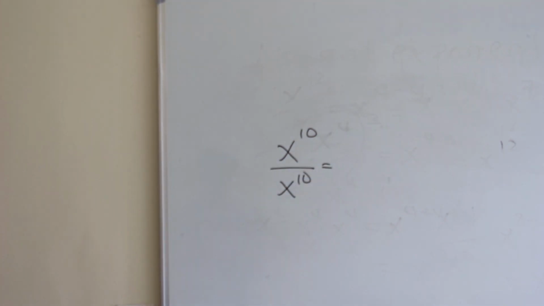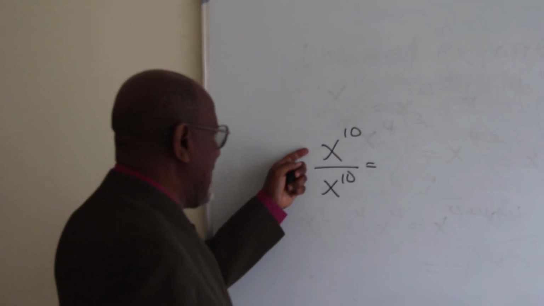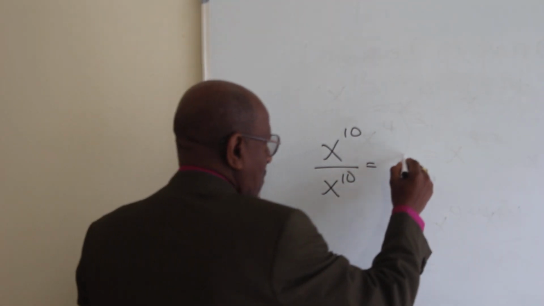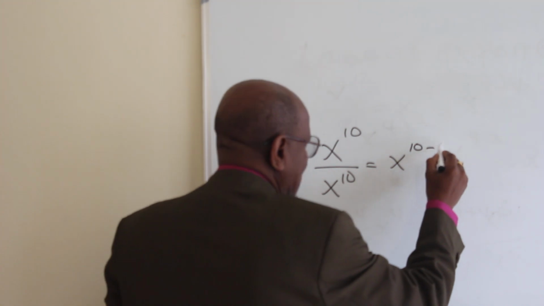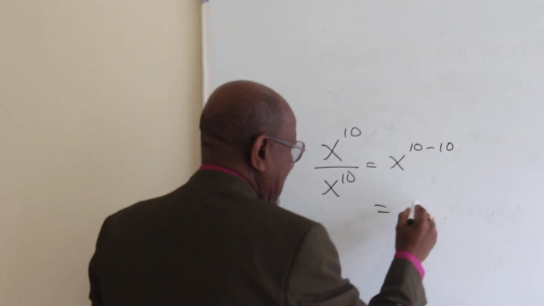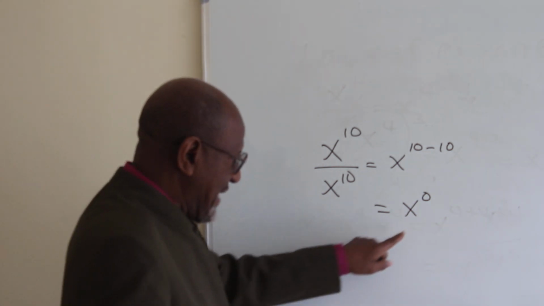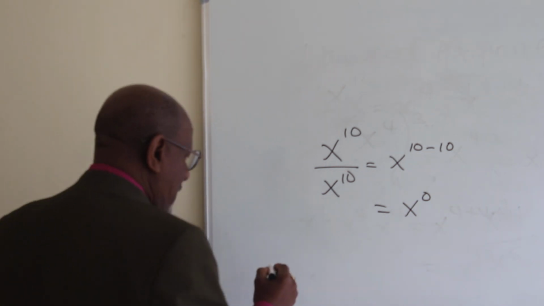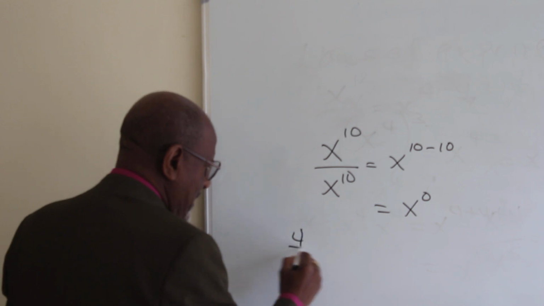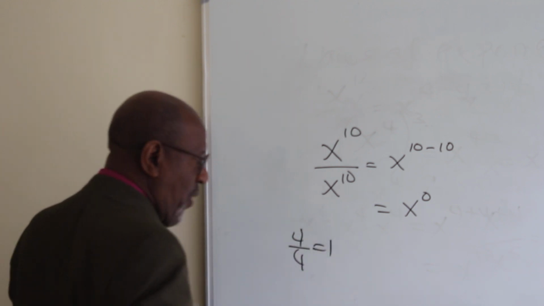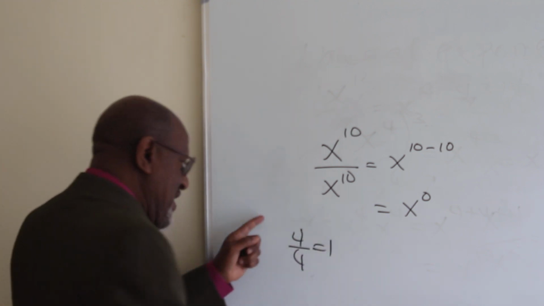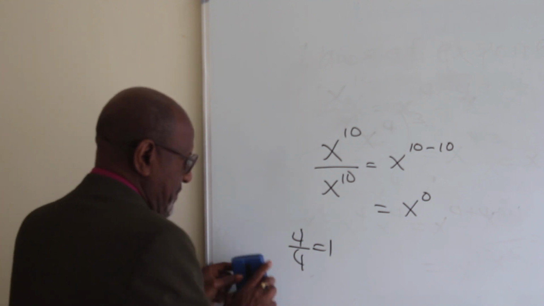Let's see what that gives. x to the 10 divided by x to the 10th will be x to the 10 minus 10, which is x to the 0. Now, let's step aside from this. If we have a number, let's say 4, divided by itself, the result is 1. Any number divided by itself, the result is 1.